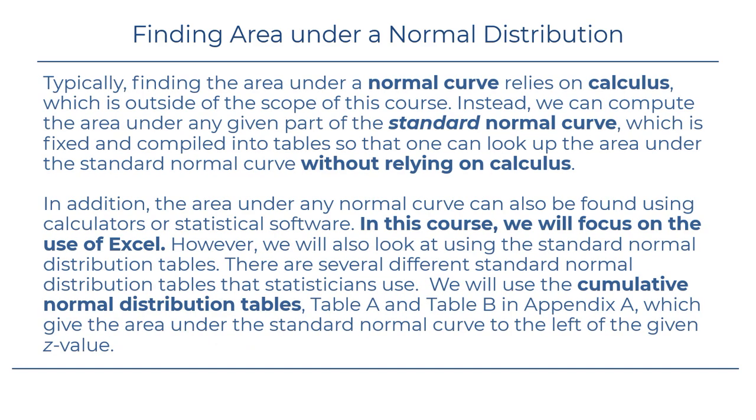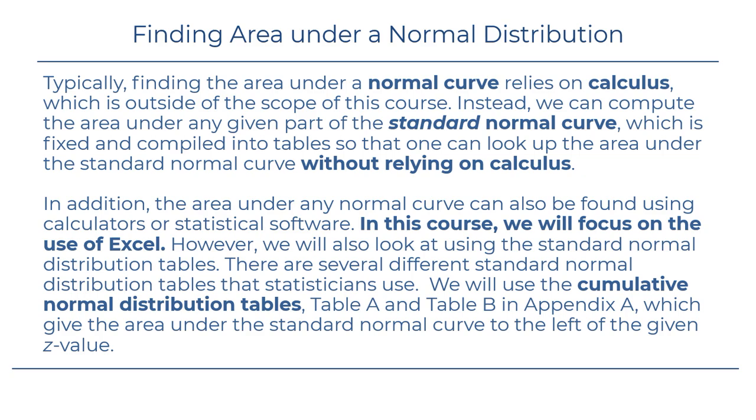We know there are an infinite number of normal curves, and to find the area under a normal curve, we would have to rely on calculus, but that is outside of the scope of this course. Instead, we can compute the area under any given part of the standard normal curve. Remember, that is where we set the mean equal to 0 and the standard deviation to 1. Now that is fixed and compiled into tables so that we can look up the area under the standard normal curve without relying on calculus.